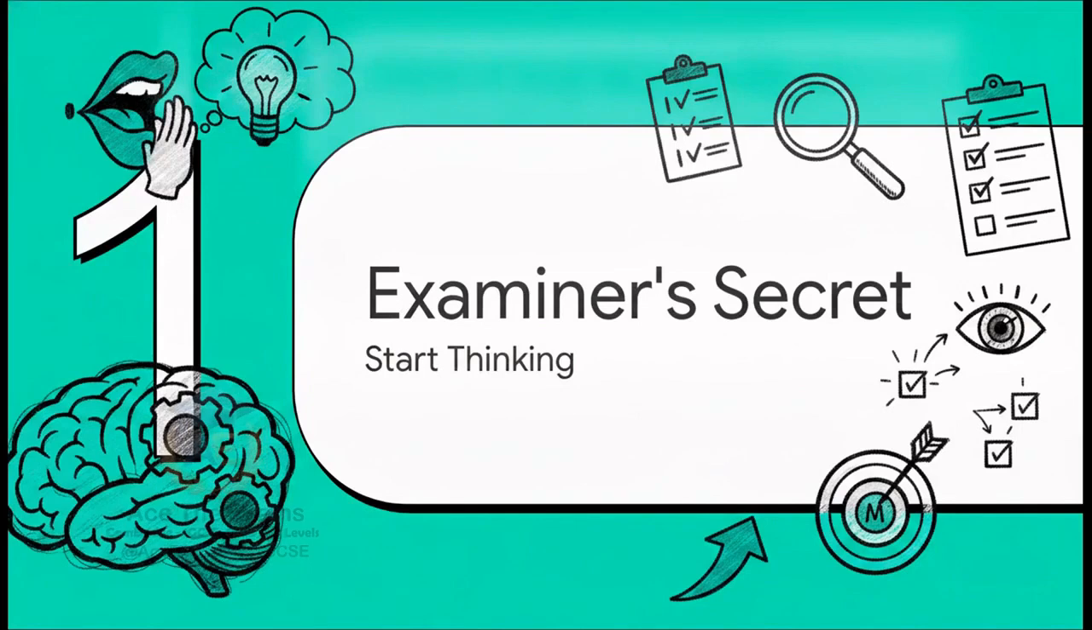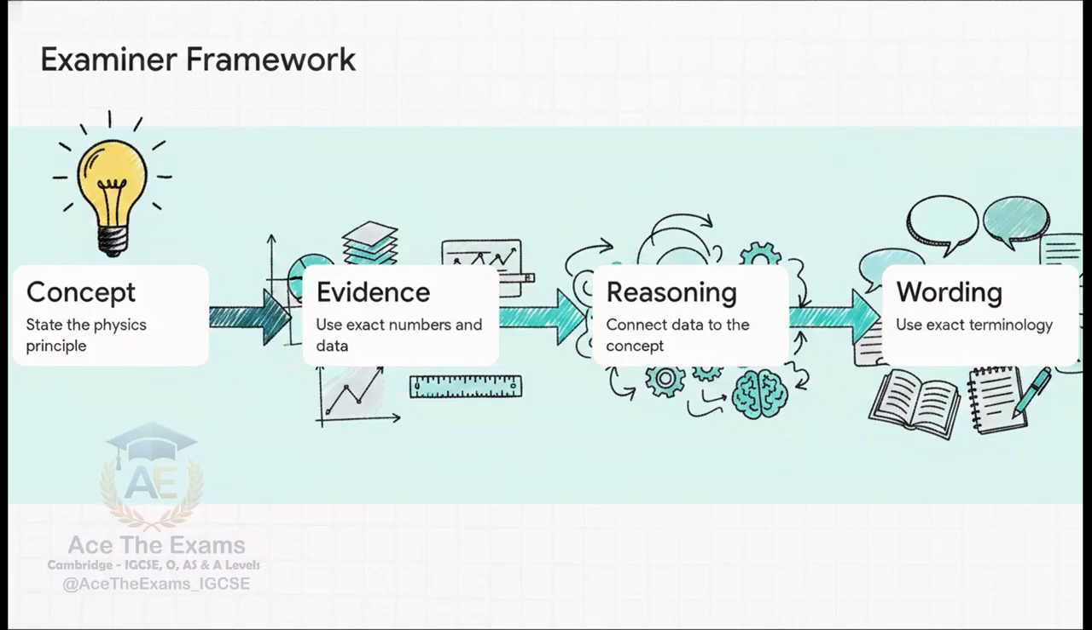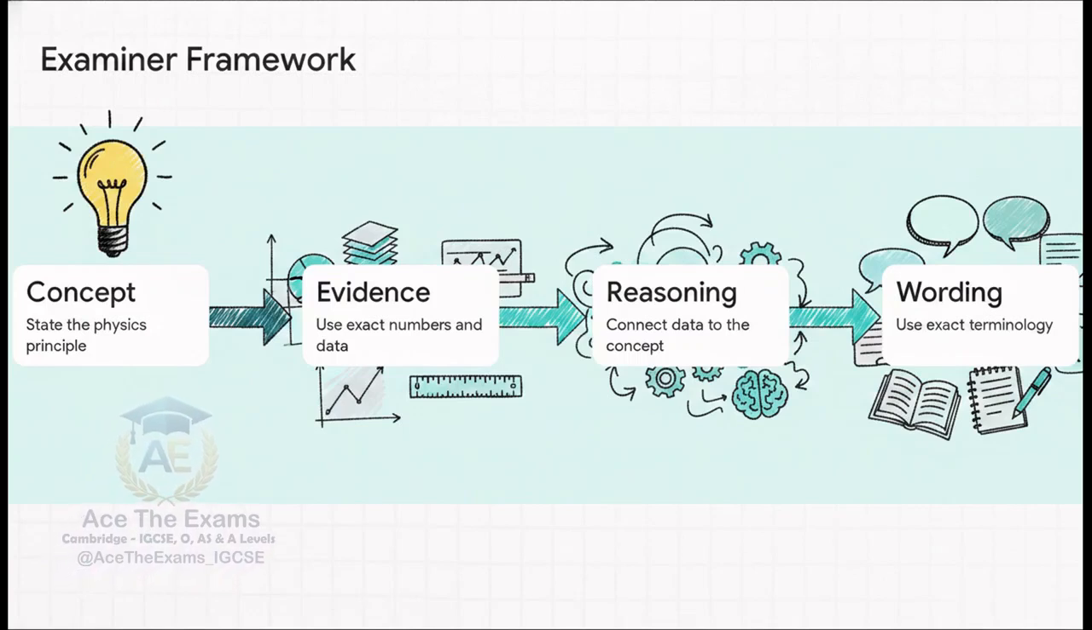Section 1, the examiner's secret framework. Stop memorizing, start thinking. All right, so it's time to shift our whole approach. We need to use mark scheme thinking. See, examiners aren't hunting for just a general vibe that you get the topic. They're looking for specific triggers. And to give them those triggers, you've got to use this exact 4-step framework for every single written answer.